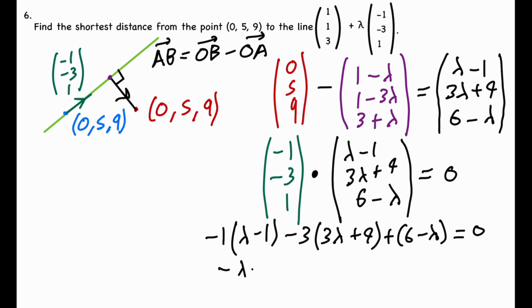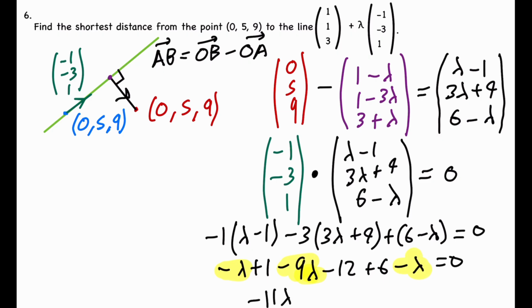We'll get minus lambda plus 1 minus 9 lambda minus 12 plus 6 minus lambda is equal to 0. If we collect like terms, we have the lambdas, which add up to make minus 11 lambda. And then we have the constant terms, plus 1, minus 12, plus 6. If we add them up, we're going to get minus 5, and this is equal to 0. If we rearrange this, lambda is equal to minus 5 over 11. So now we found a value for lambda.